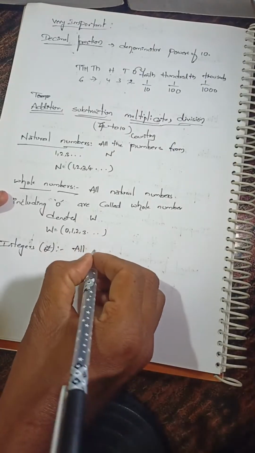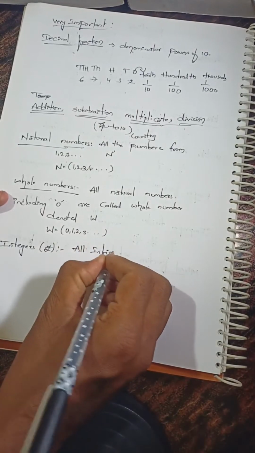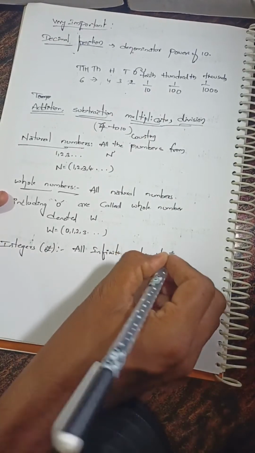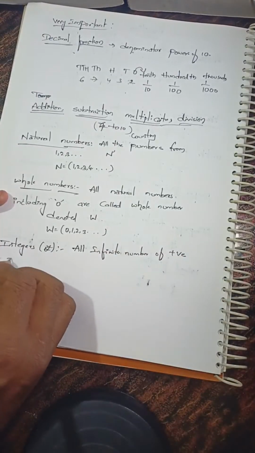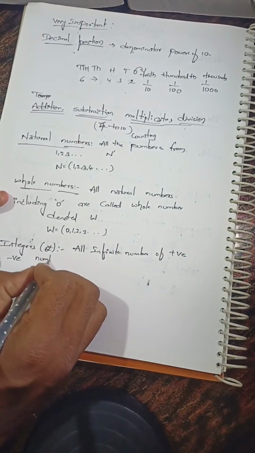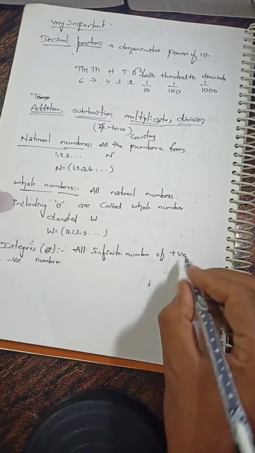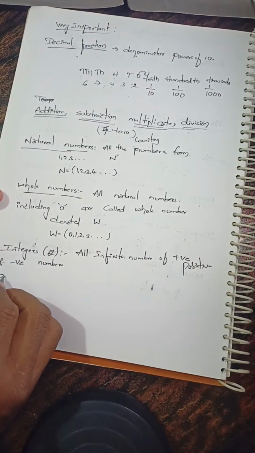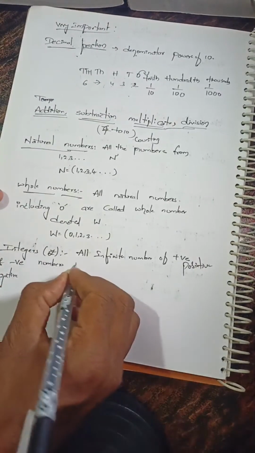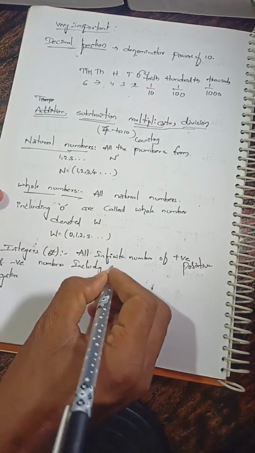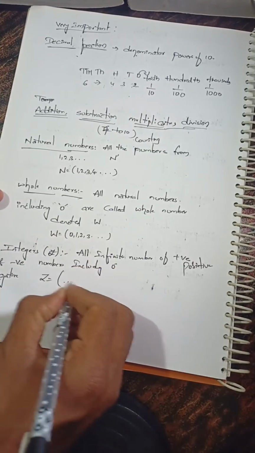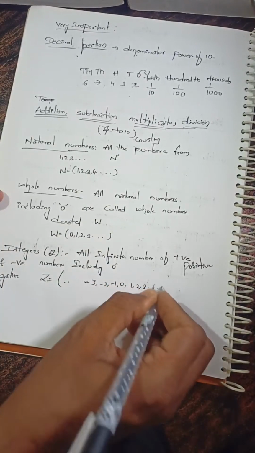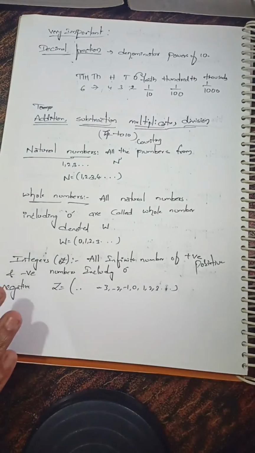All infinite positive and negative numbers, including 0. I'm just using the symbols; we can write the full name, positive and negative numbers, including 0. So Z is equal to ... -3, -2, -1, 0, 1, 2, 3 and so on. So this is called integers.